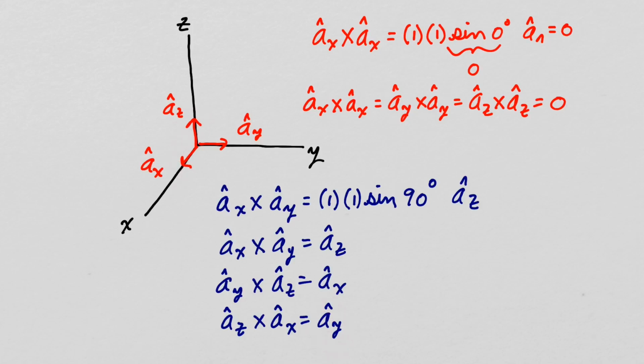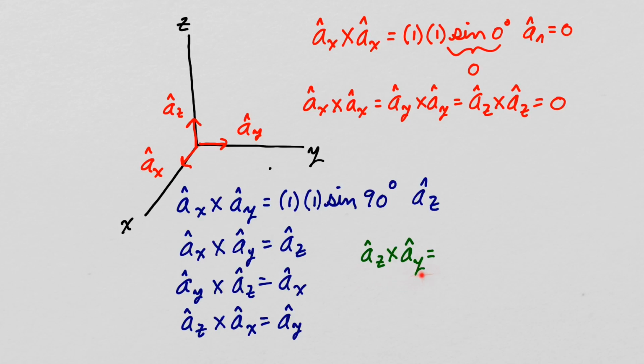Let's look at AZ cross AY. So the magnitude of AZ is 1, the magnitude of AY is 1, the angle between them is 90 degrees. If you put the fingers of your right hand in the direction of Z with your palm facing A sub y through this smallest 90 degree angle here, your thumb points in the minus x direction. So the unit vector is minus A sub x. So AZ cross AY is equal to minus A sub x.